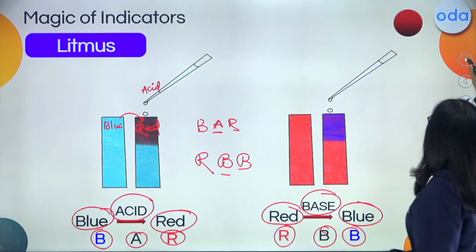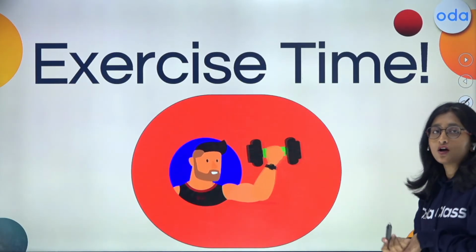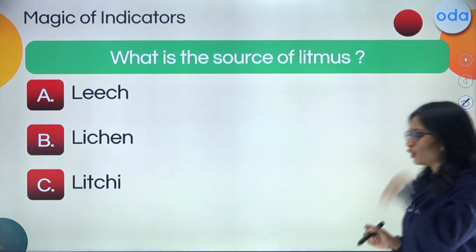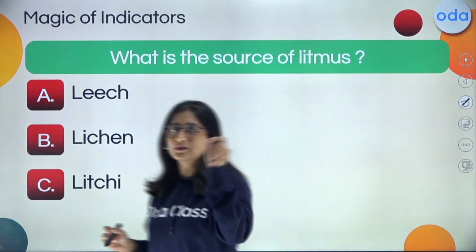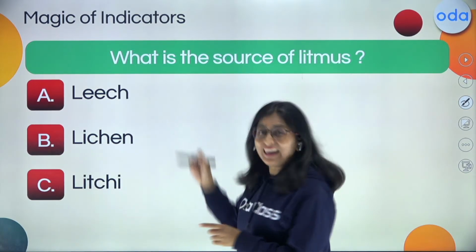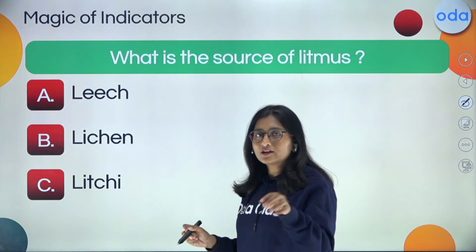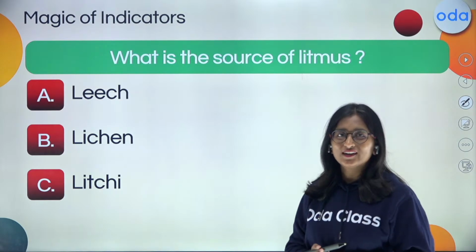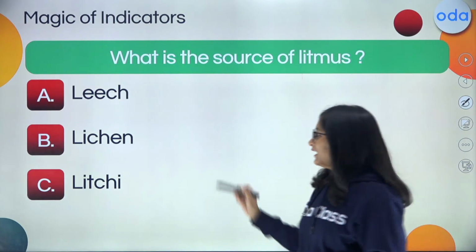Now I have a question for you which you have to solve in the exercise time. What is going to be the source of the litmus? Is it going to be the leech, the lichen, or the yummy lychee? Well, you have just gone through it, and that is going to be the lichen.